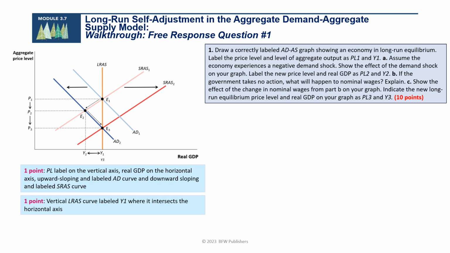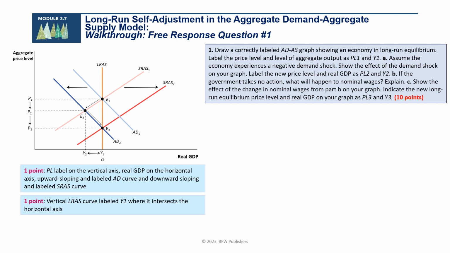So the first piece of the puzzle, you draw your downward sloping AD1 and your upward sloping SRAS1, and you put a point where they come together, label that E1, and then you draw your long run aggregate supply curve vertically through there, right? And make certain, please, that you've labeled your axes correctly, right? So you got on the vertical axis aggregate price level, on the horizontal real GDP, right? So you've already set it up.